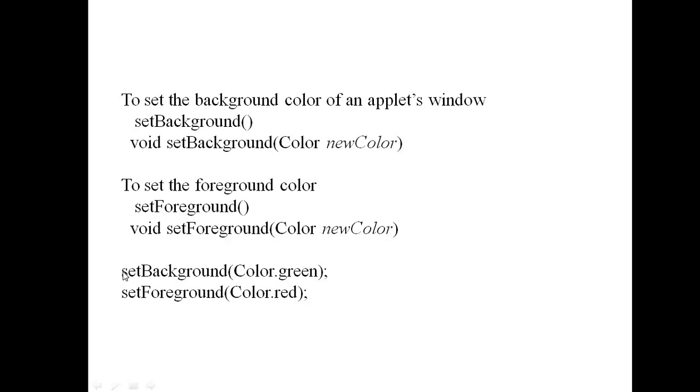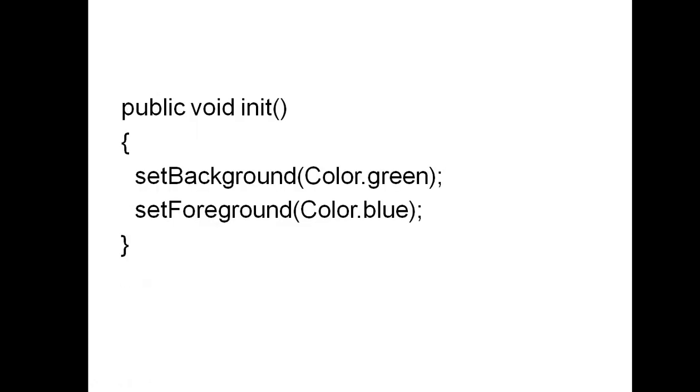See, two examples: setBackground Color.green. Here we have specified the color constant green, Color.green, that is the usage. Along with the class name, we need to specify the color constant value. The foreground color is red, so Color.red is the value we have given to set the foreground color. This is the simple usage of color setting in an applet.